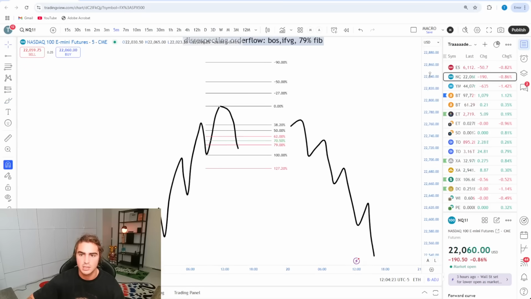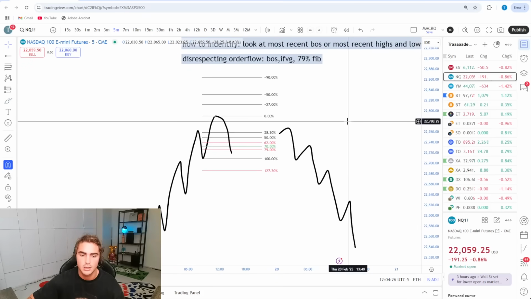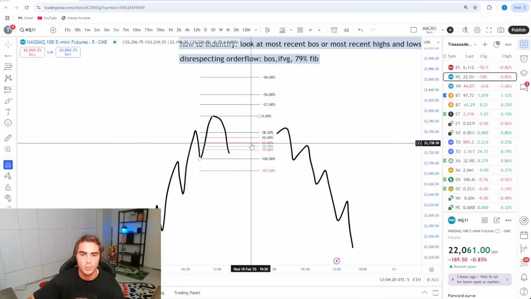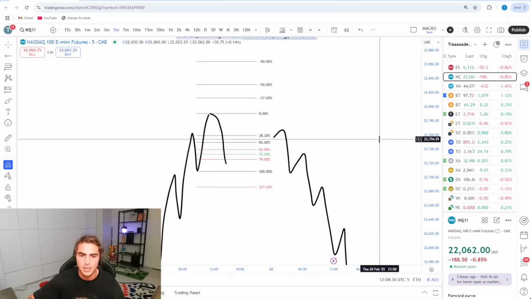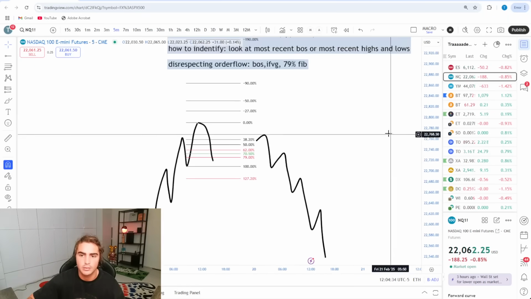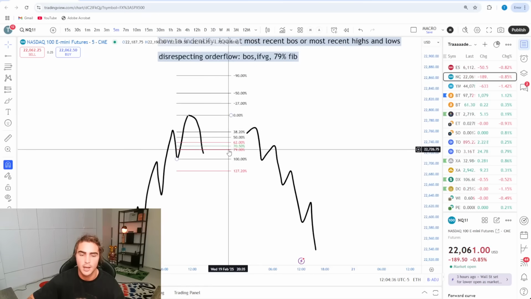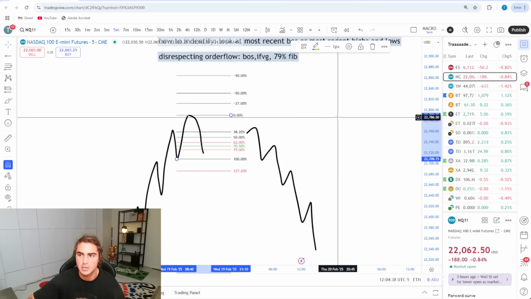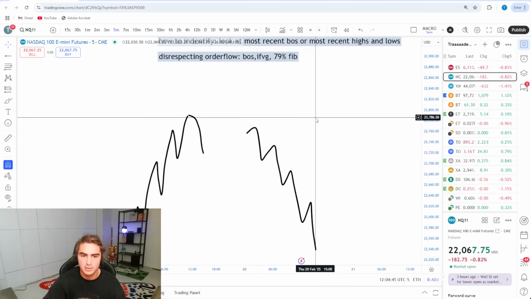I just recently taught this to the Blueprint students because I used it in one of my trade recaps and they were all freaking out about it. Honestly, you guys can very well do without this. I just wanted to add this in here because I used it in one of my trade recaps and everybody was freaking out about it. Okay, so those are the 3 ways that we can disrespect order flow.